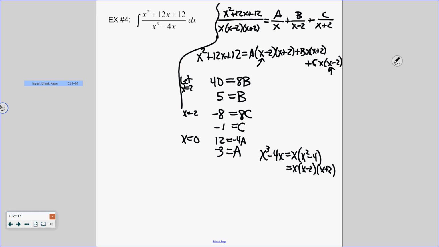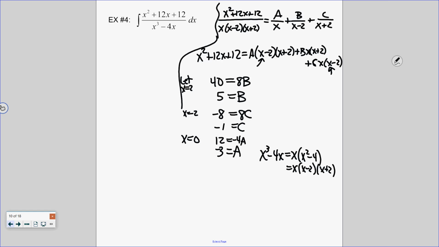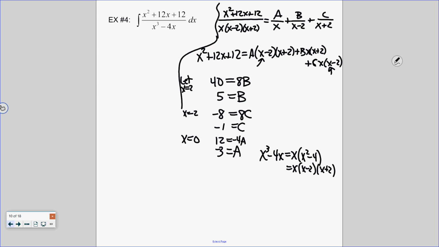Let me add a page real quick. So my integral, original problem, I'll rewrite that. It is now equal to, if you look at your notes, you will see that I have a over x, and I found a to be -3. So that means I will have -3 over x plus, my next term was b over x minus 2.